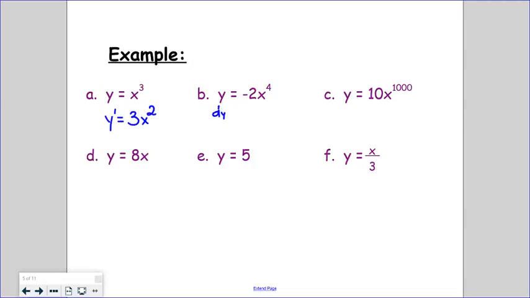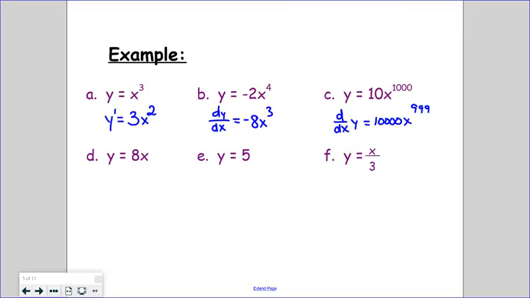We can write our derivative symbol as dy dx. That's asking you to do the same thing. 4 times negative 2 is negative 8. Subtract 1 from the exponent, x to the third. We can write d dx of y, and then same thing, 1,000 times 10, 10,000. Subtract 1, x to the 999.